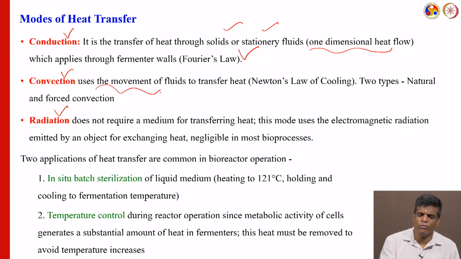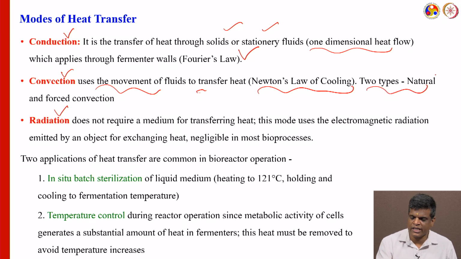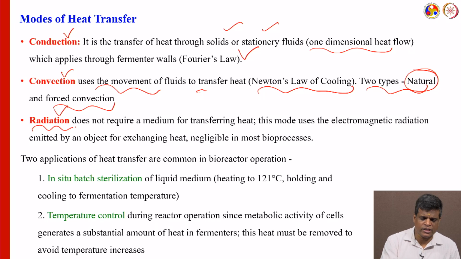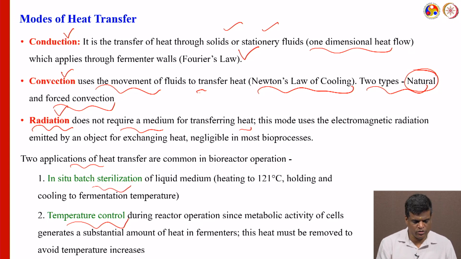In convection, the movement of fluids transfers heat, and we always use Newton's law of cooling here. There are two types of convection: natural convection and forced convection. Natural convection occurs naturally, while for forced convection you have to apply some pressure externally, with pumps, and then convection occurs. The last is radiation, which does not require any medium for transferring heat from one body to another. There are two applications of heat transfer: one is temperature control, and the other is sterilization, the batch sterilization process.